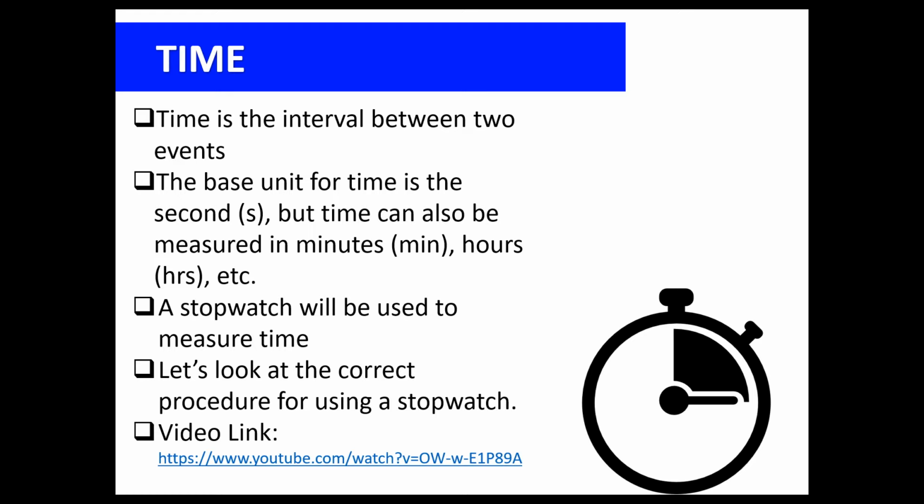Time is another measurement that we're going to take often when we get to the physics part of the course. Time is just the interval between two events, and the base unit for time is seconds. It can be abbreviated with just a lowercase s, or sometimes you'll see it written SEC. Either way, it means seconds. You also can have time measurements in minutes or hours. Anytime we want to measure time, we're going to use a stopwatch. For us, that's most accurate.